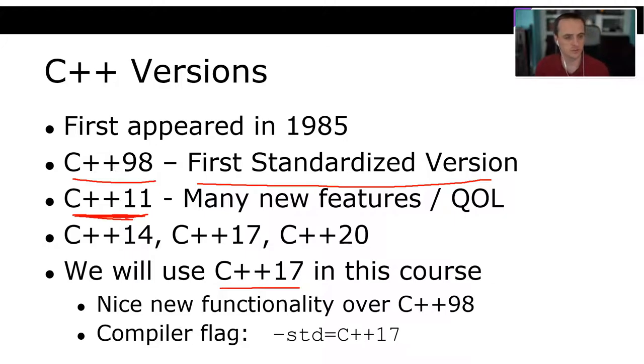So when you go to compile your code in this course, you have to make sure that you have -std=c++11. Or if you're using Visual Studio, then you want to make sure that C++ 17 is the selected programming language. All right, so first, before I go into this, I got a few questions.